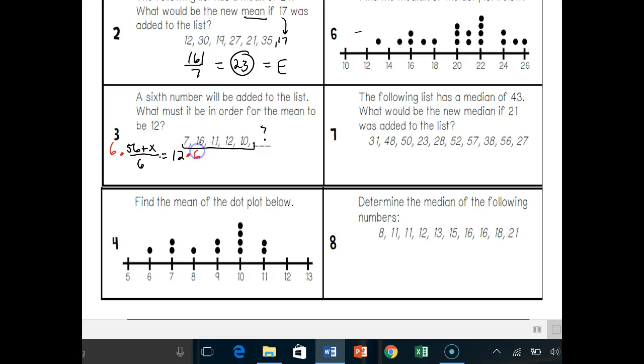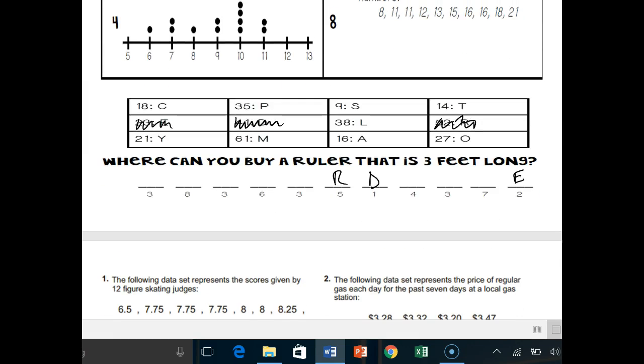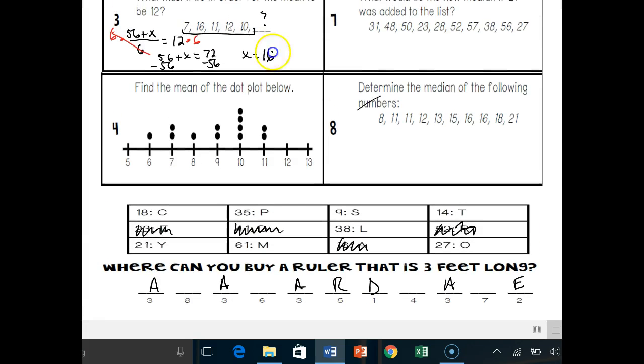I times 6, I times 6, cancel this off. I get 56 plus x is equal to 72. I subtract 56 from both sides, and my new number, if I were to add it and have a mean of 12, would be 16. So I go down to the bottom, I find 16, and it's A, and so wherever I see a 3, I'll put an A. So right there, right there, right there, and right there. Big win for us right there. So 16 gave me the letter A.